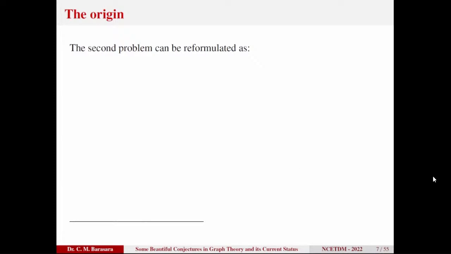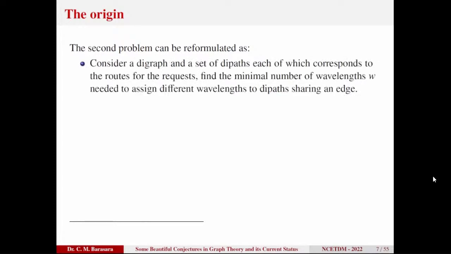Now, when we focus on the second problem, it can be reformulated, converted into a graph theoretical problem, considering a digraph and a set of dipaths, each of which corresponds to the route of a request, and find the minimum number of wavelengths W that need to be assigned, with different wavelengths on different dipaths sharing an edge.